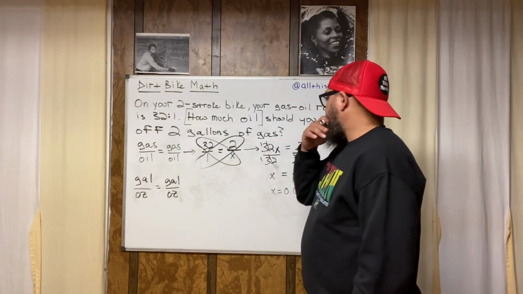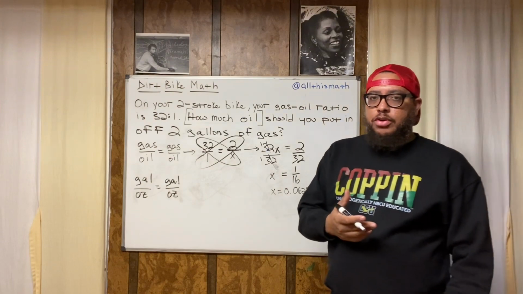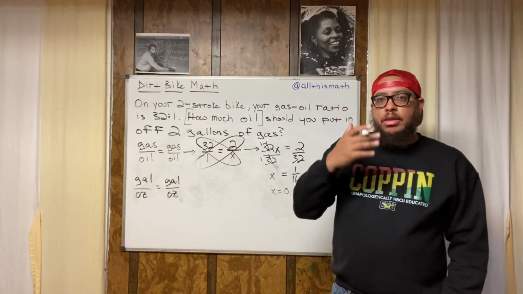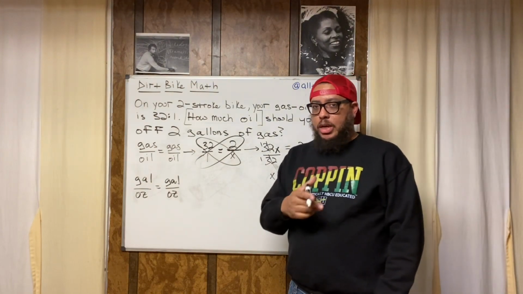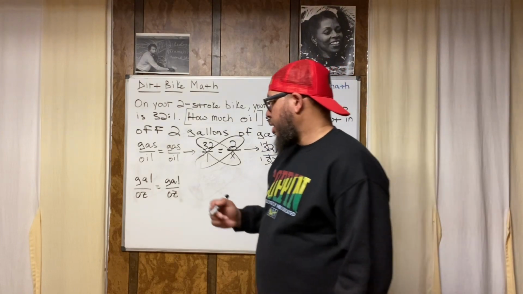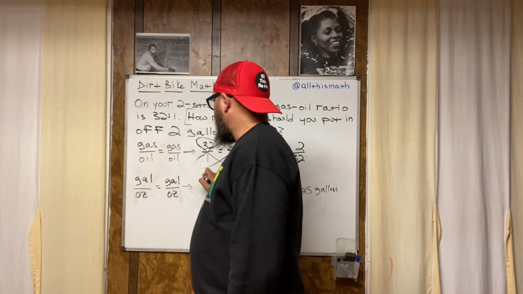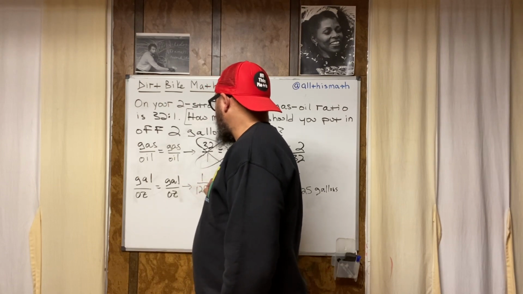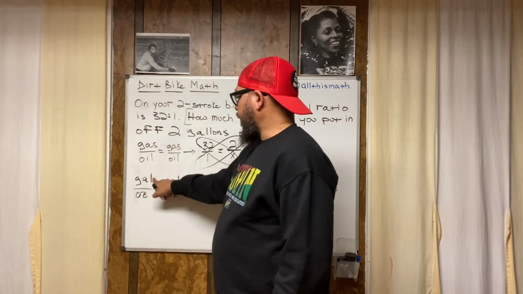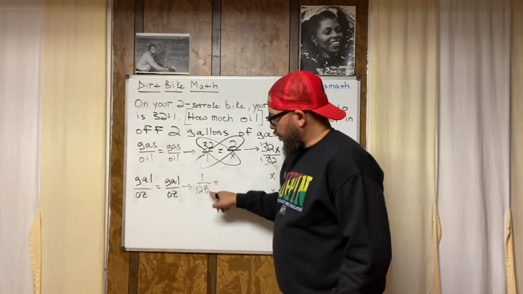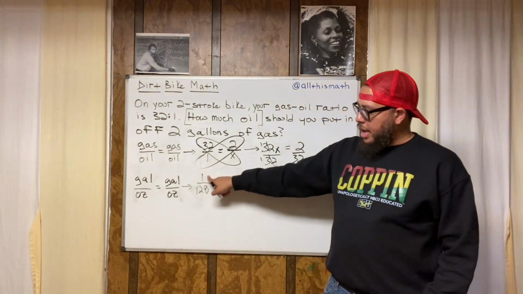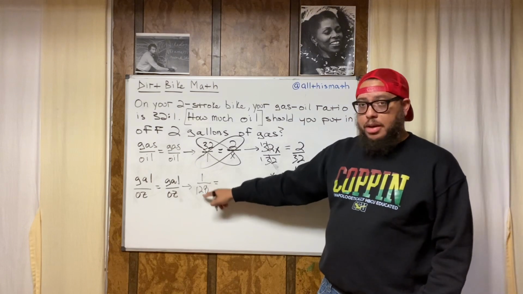All right, now, I got to know a little bit about unit conversions, though. I got to know up front that there are 128 ounces in 1 gallon. So this fraction is going to represent that information. 1 gallon, 128 ounces. These are the same thing. This represents 1.